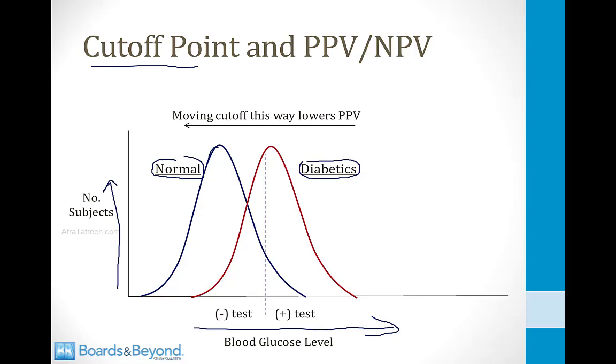We would get 2 curves, one blue, one red for the normal and diabetics, and there would be some overlap, so that wherever we chose as a cutoff for the test, we would identify a mixture of true and false positives and true and false negatives. Well, if we talk about a test result that has a cutoff right here on this dotted line, what you need to know is that moving it to the left lowers the positive predictive value.